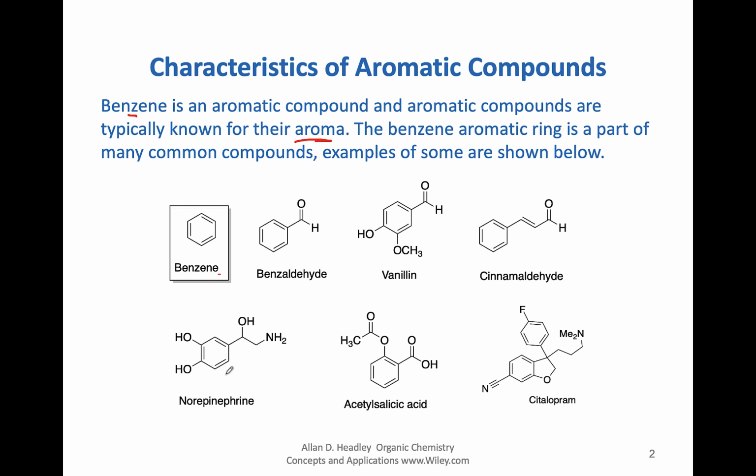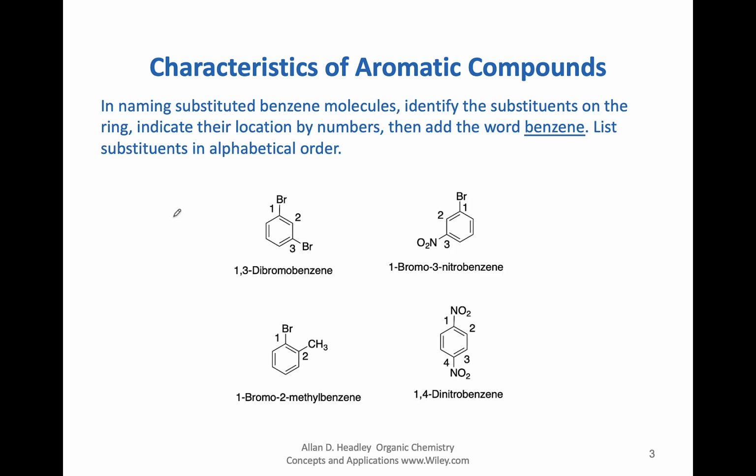Here's another one. What's that? Aspirin. Here's the benzene structure, and here's another one. This one has two benzene structures. This is an antidepressant. So the bottom line is that this benzene structure here is a very common feature in a large percentage of organic molecules. So let us examine that. But before we do that, let's look at the nomenclature of substituted benzenes.